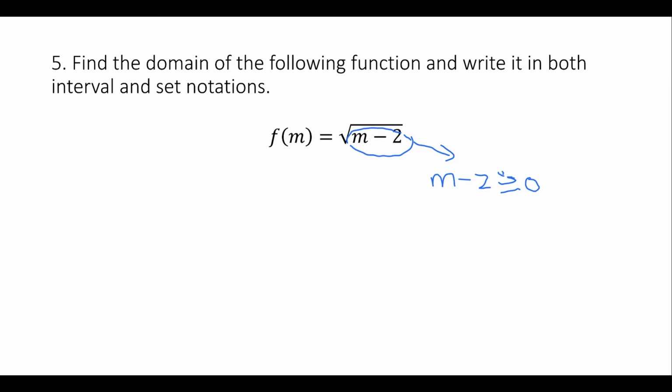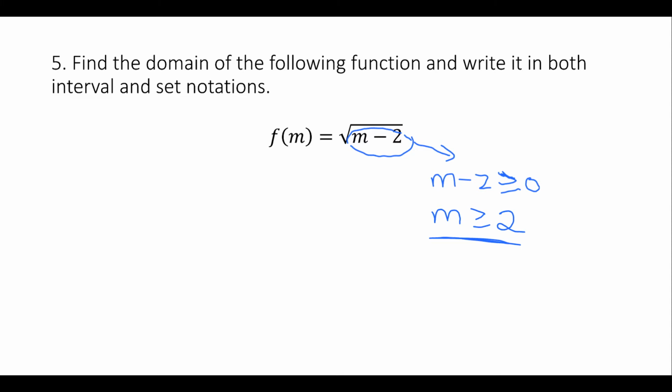And the reason why we want to do that is because we want what's under the radical to be either positive or 0. We just don't want it to be negative. So once we set this up, to solve it, we just add 2 to both sides, so we get m is greater or equal to 2. This gives me the domain of my function.